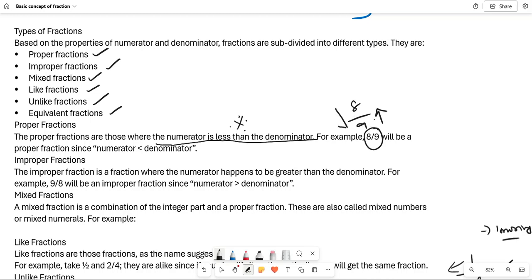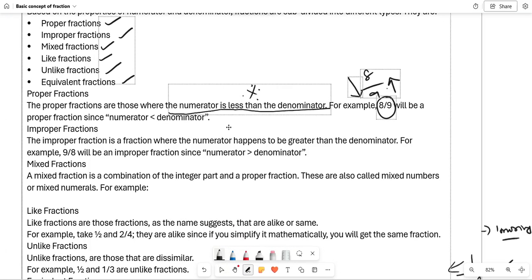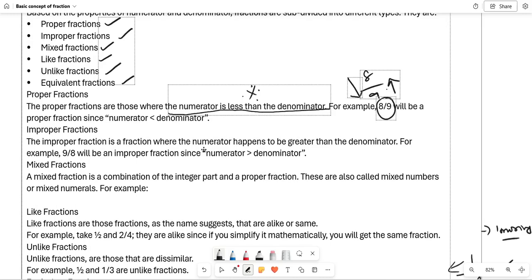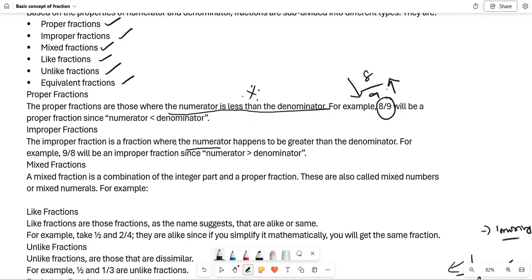Numerator is less than denominator. So this type of fraction is called a proper fraction. Second one, improper. An improper fraction is a fraction whose numerator happens to be greater than the denominator. So the same one I have to write one more time, 9 by 8. 8 by 9 is a proper fraction, 9 by 8 is an improper fraction.